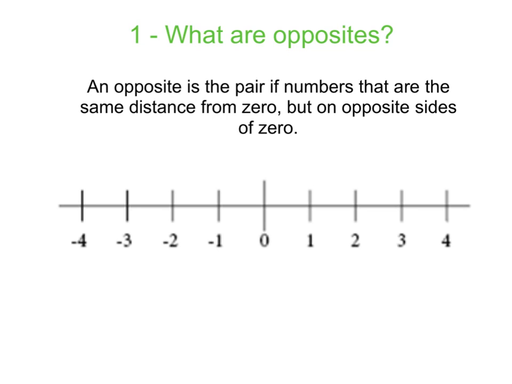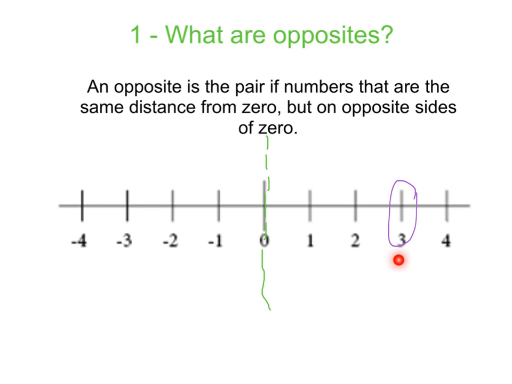An opposite is the pair of numbers that are the same distance away from zero, but on opposite sides of zero. So if we made a line right at zero, we have both our positive numbers on the right and our negative numbers on the left. What opposites are, and it's a lot easier to show than to talk in the definition, is if we look at the value of 3, we want a number that is the same distance, 1, 2, 3, away from 0, but we want it to be its negative counterpart.